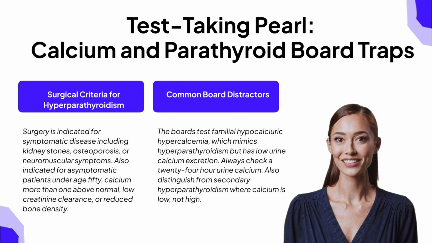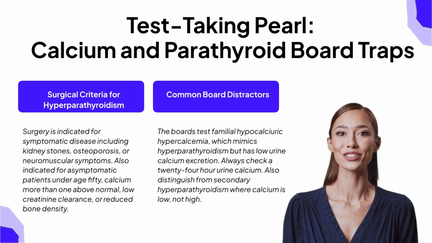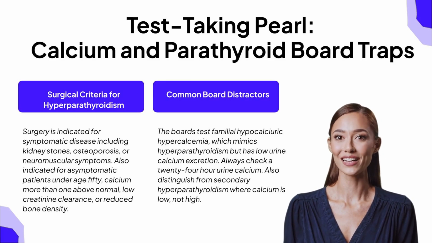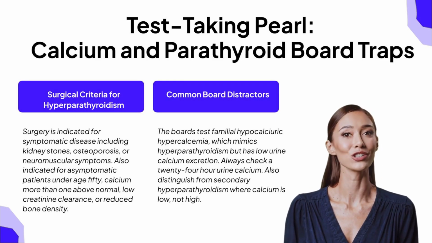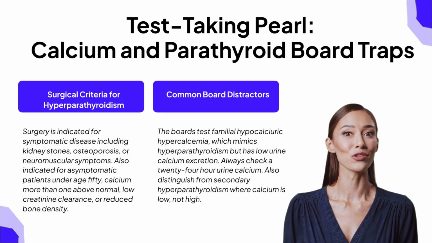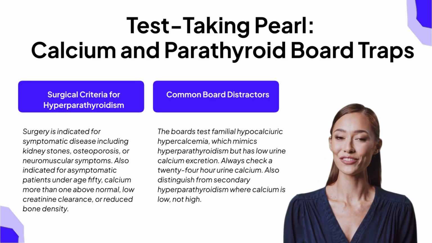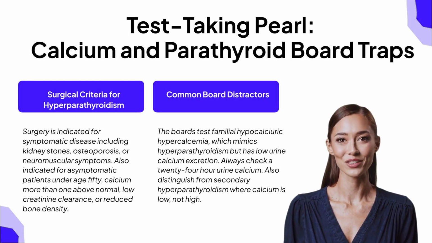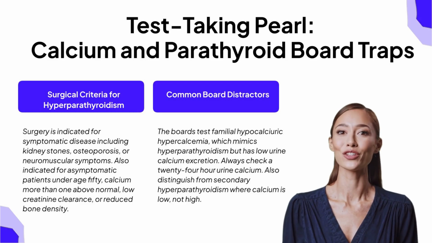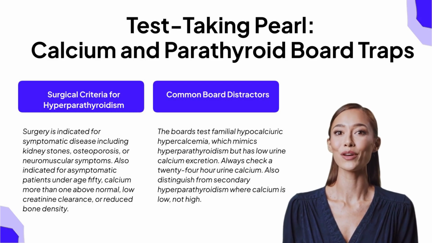Here is a critical test-taking pearl about hyperparathyroidism. Know the surgical criteria cold. Surgery is indicated for symptomatic patients, including those with kidney stones, osteoporosis, or neuromuscular symptoms. It is also indicated for asymptomatic patients who are under 50, have calcium more than 1 milligram per deciliter above normal, have reduced kidney function, or have low bone density.